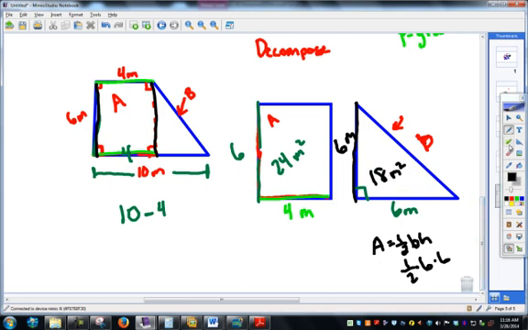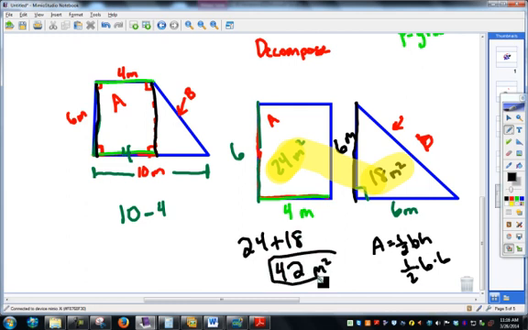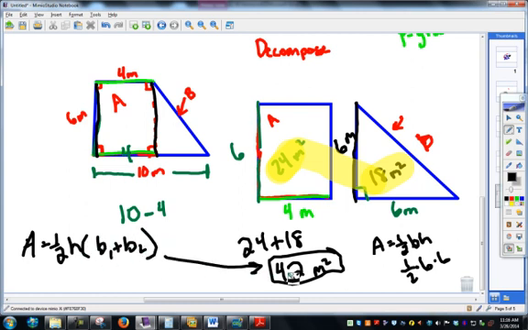Okay, well, what do we do now? You're going to take that, and take that, and add them together. 24 plus 18 is going to give you 42 meters squared. Okay, so that is how you do it. And then you could always go back and do your regular formula, 1/2 the height times the sum of the bases, just to check and make sure you get that, because you better get that. You can check that to make sure you did it correctly with the formula.